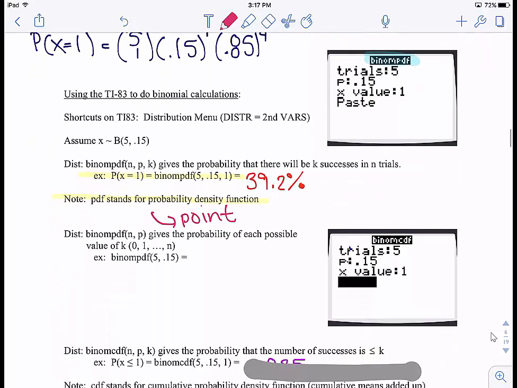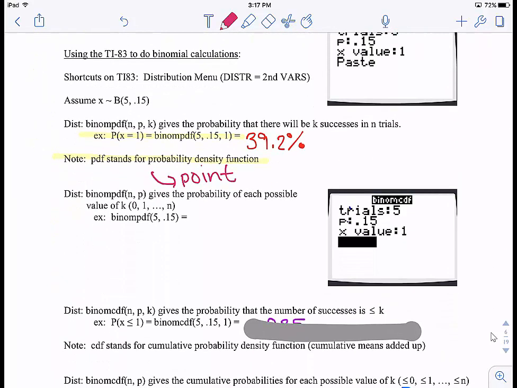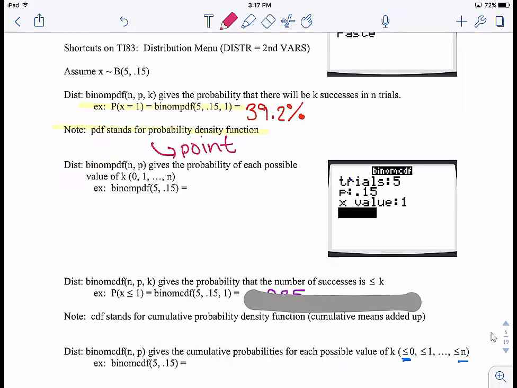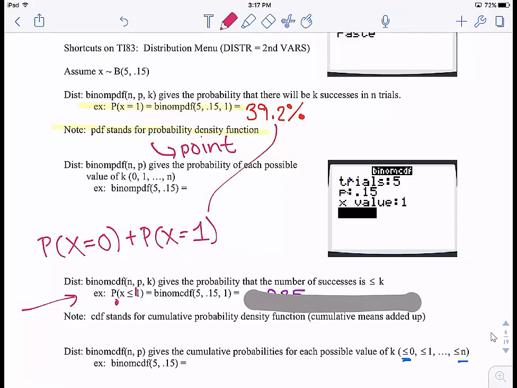Now, I could ask about cumulative probabilities. And in this case, they want the probability of 1 or 0 people, the probability that nobody stays on the phone for more than 1 minute, or 1 person does. Now we're just going to add those up. So this is that probability plus the probability of 0. And so we use cumulative because cumulative adds it up. We would get about 0.835. Again, we practiced that in class.